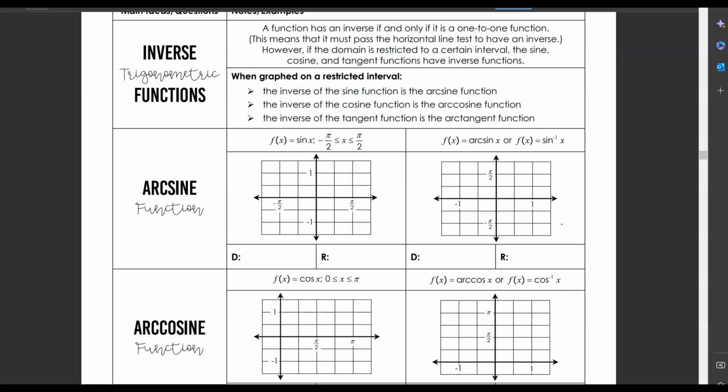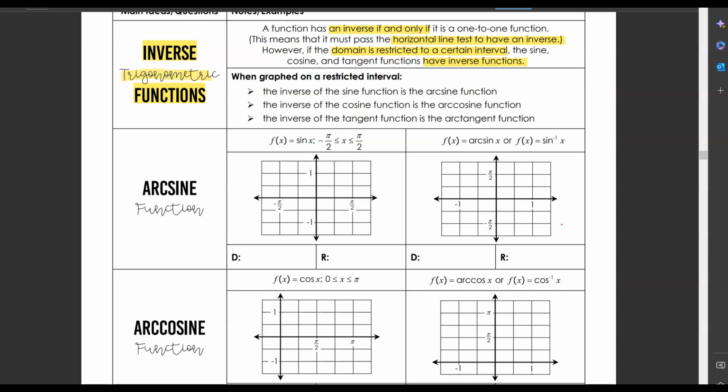All right, class, we are now arriving at looking at inverse trigonometric functions. A function has an inverse if and only if it is one-to-one. This means that it passes the horizontal line test, therefore it has an inverse. So if we restrict a domain to certain intervals, the sine, cosine, and tangent functions have inverse functions also.